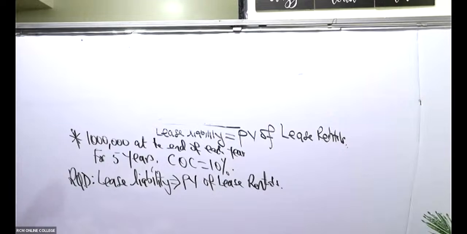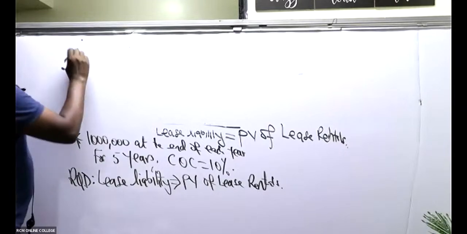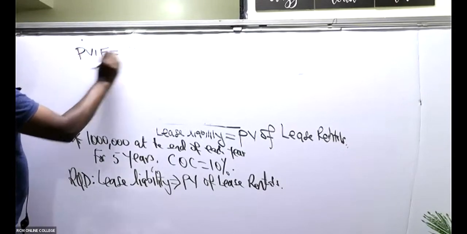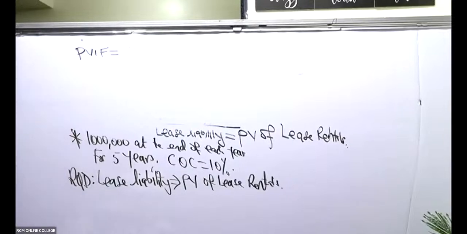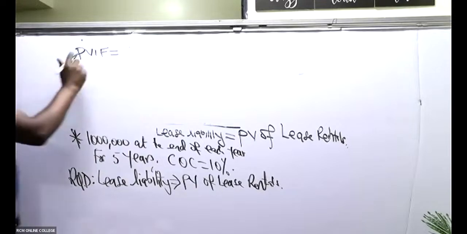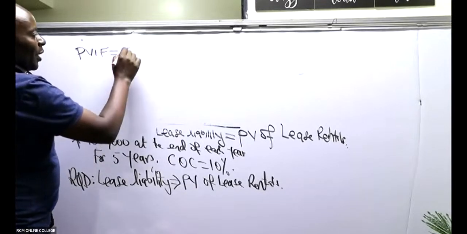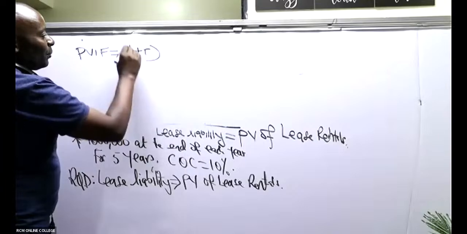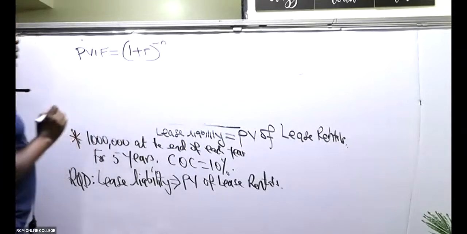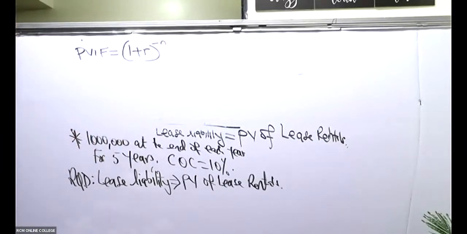So remember, we have got two discounting formulas. We have the PV, present value interest factor, PV. This is for the irregular ones. And normally we take 1 plus R raised to negative n, because you're discounting, we subtract up there, right? This is PV, present value interest factor.